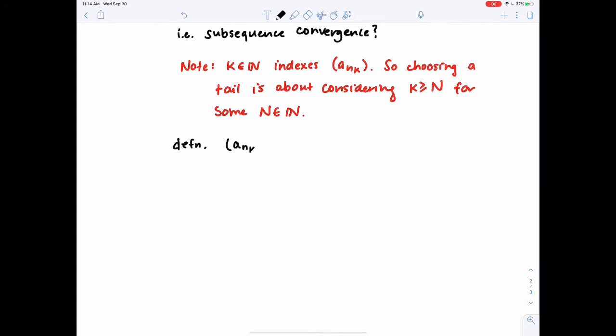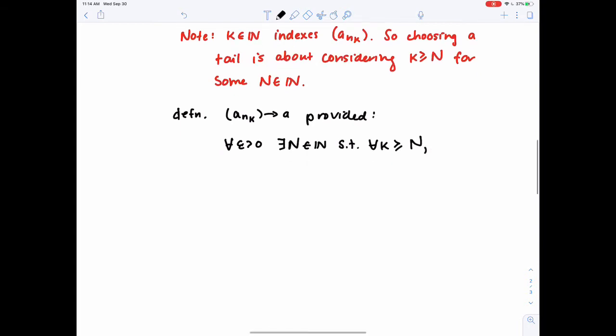So a_{n_k} converges to a provided for all epsilon greater than 0, there exists a capital N in natural numbers, such that for all k, so k is the index of our subsequence, as long as k is greater than or equal to capital N, so that's telling me how many terms I should go out in my subsequence before I can guarantee that when I take a_{n_k} and look at its distance from a, it's less than epsilon.